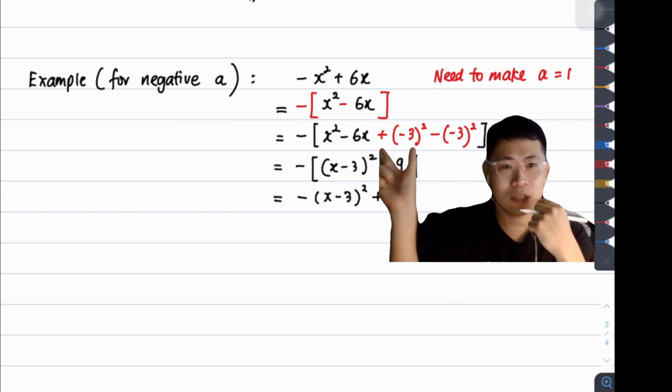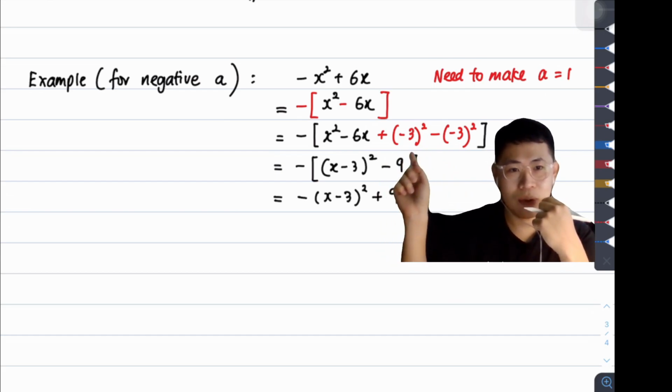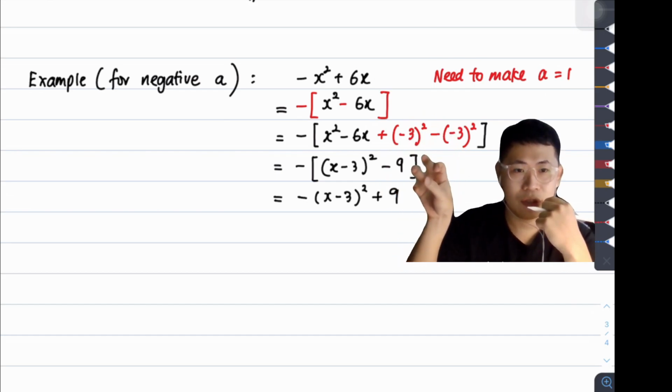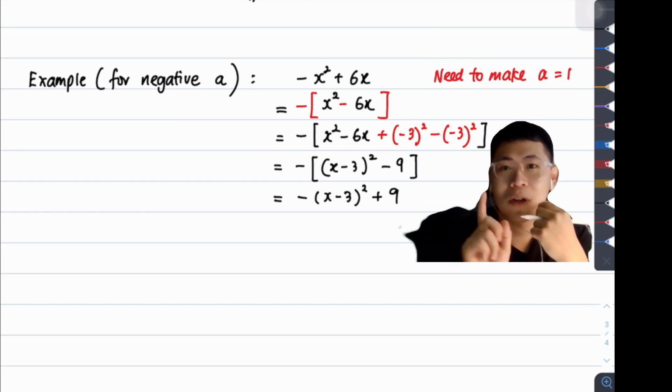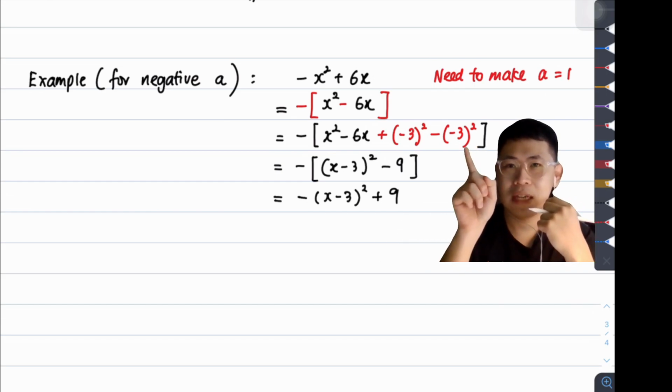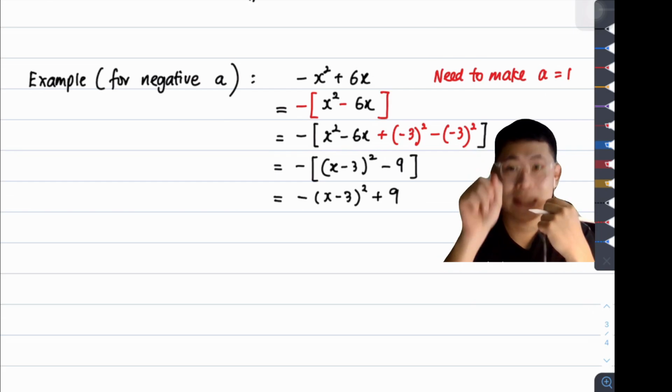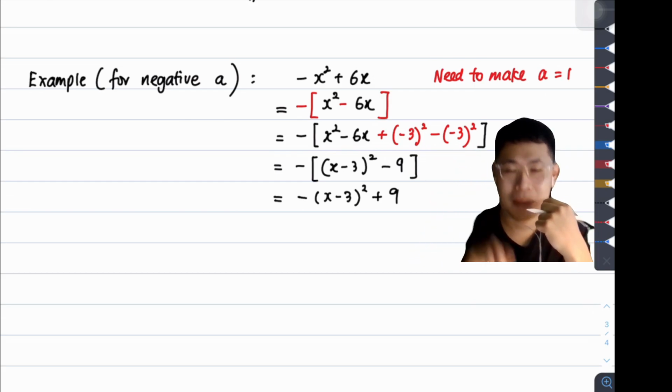Then we complete the square. You see the x squared and the -3x, we combine the first three terms to form the completed square. And this one over here, we are going to make it -9. So we just simplify it to -9.